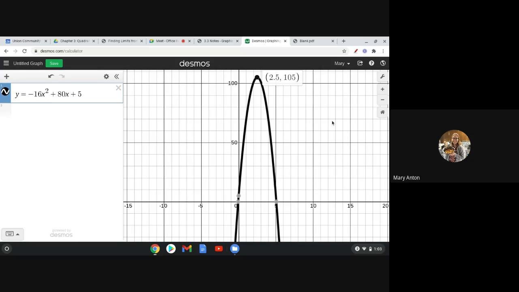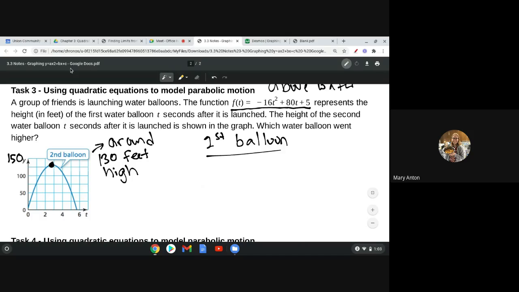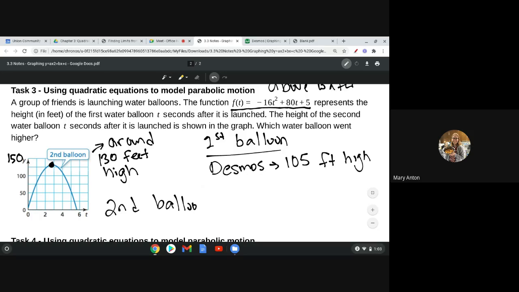How high do we go? 105 feet. So we graph in Desmos, and this one goes 105 feet high. So which one goes higher? Second one. By how much? By like 25. So the second balloon goes about 25 feet higher.